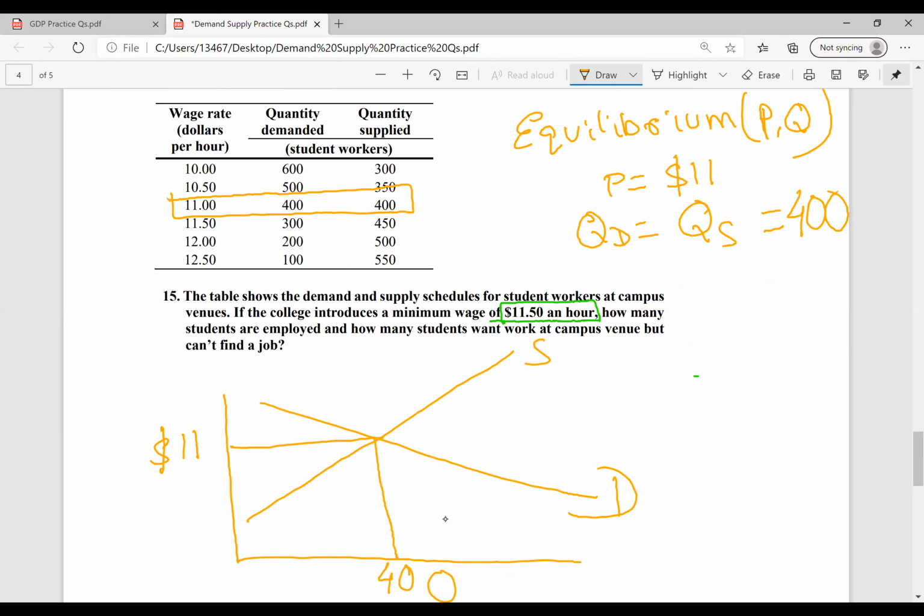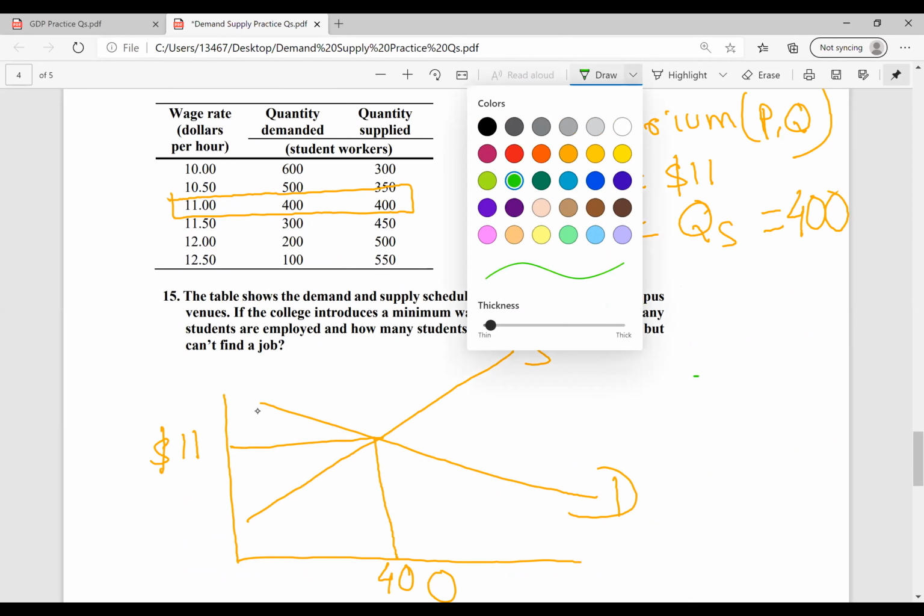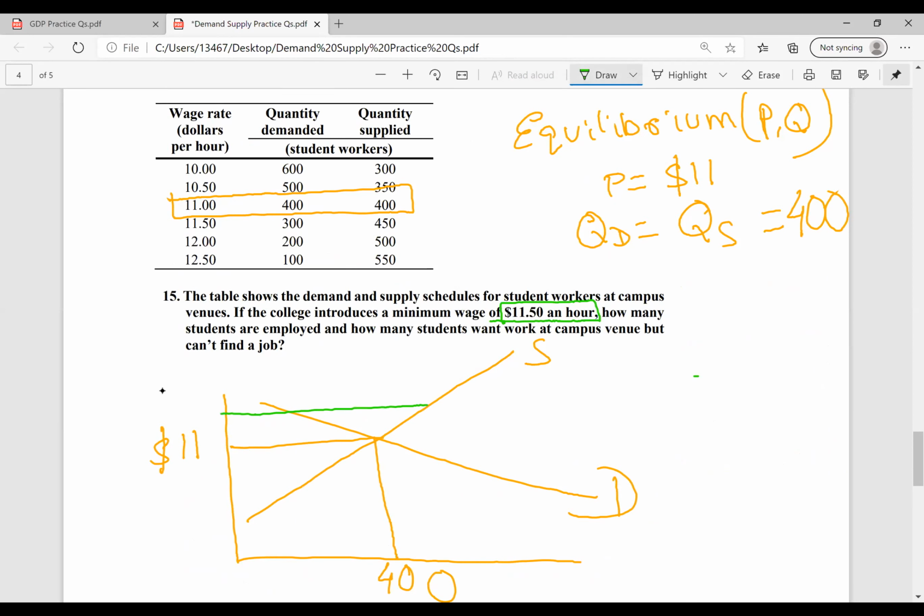Everyone is happy. Now, the college imposes a minimum wage of $11.50. And this is called a price floor. Imagine the floor of the place you live, home or apartment. So I'm thinking about the floor of my apartment. I can't really go below the floor, but I can come above the floor. You can't really go below the floor price.